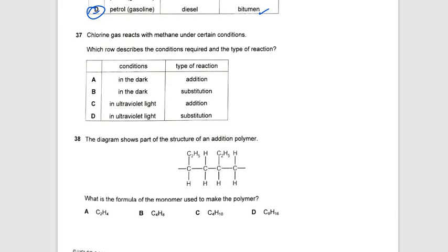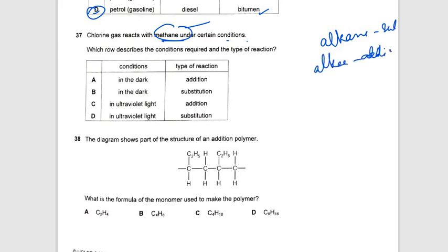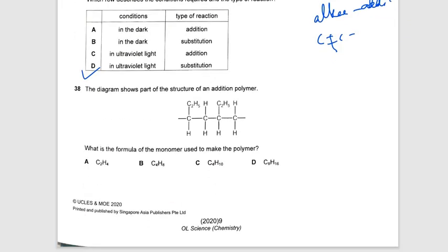Chlorine gas reacts with methane under certain conditions. So what is the condition? Methane is an alkane, and alkanes go through the substitution reaction. And what about alkenes? Alkenes go through the addition reaction. Why? Because addition means you have a double bond, you just break it and add. So substitution is your B and D. Now you require ultraviolet light to initiate this reaction. So option number D is correct.